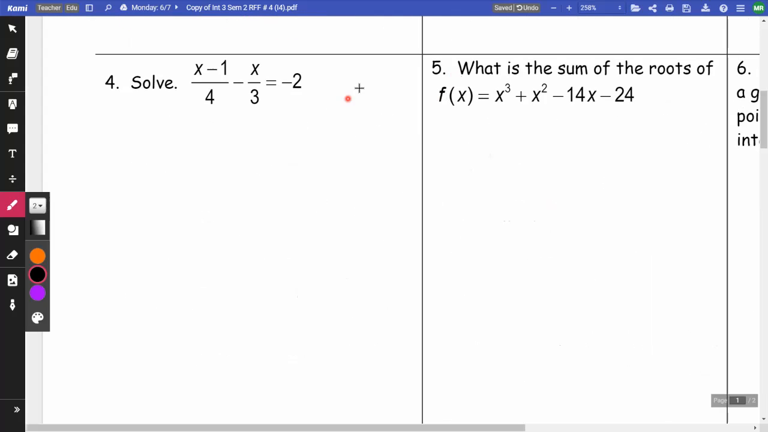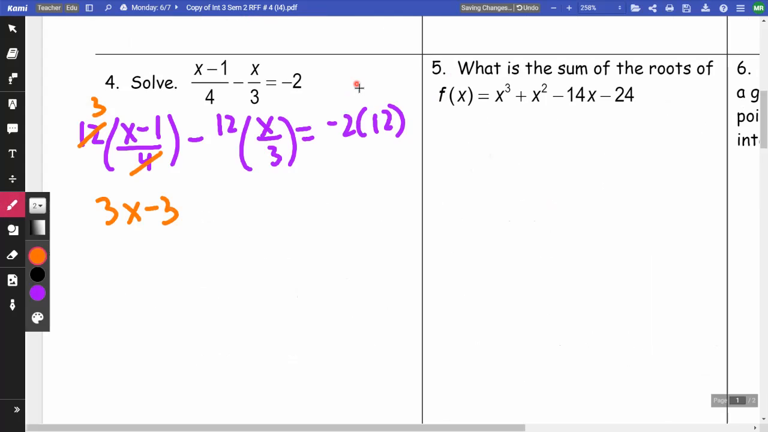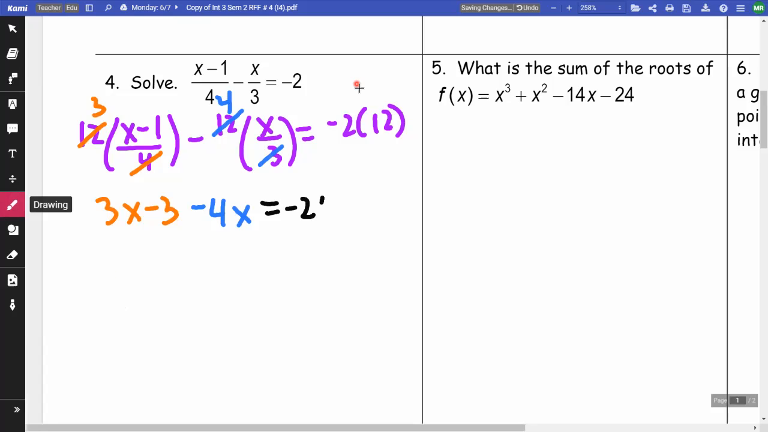On number 4, we're solving this. I'm going to fraction bust this. I'm going to multiply everything by 12. So I'm going to take 12 times x minus 1 over 4 minus 12 times x over 3 equals negative 2 times 12. And when I do this, 4 goes into 12 3 times. So I get a 3x minus 3 when I distribute. Over here, 3 goes into 12 4 times. So I'm going to get a negative 4x. And on the other side, I'm going to get a negative 24.